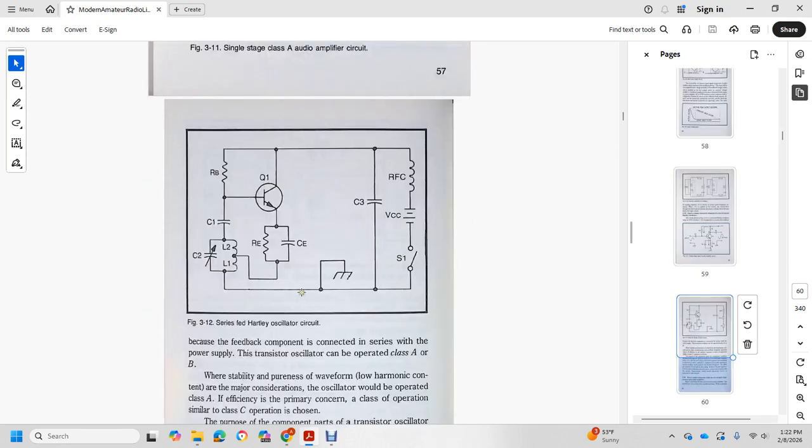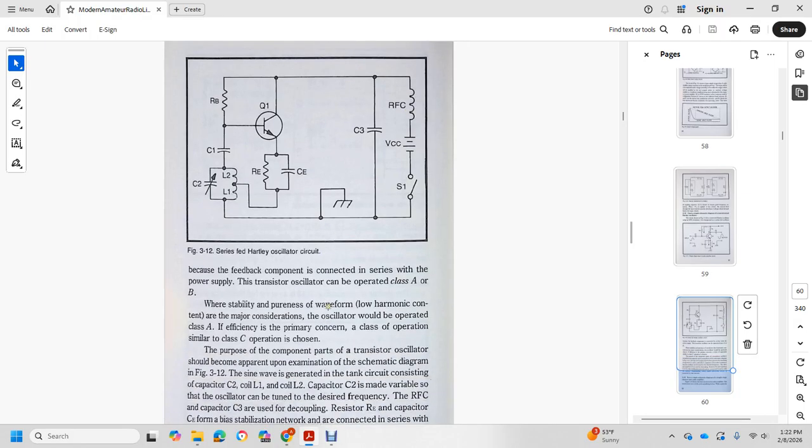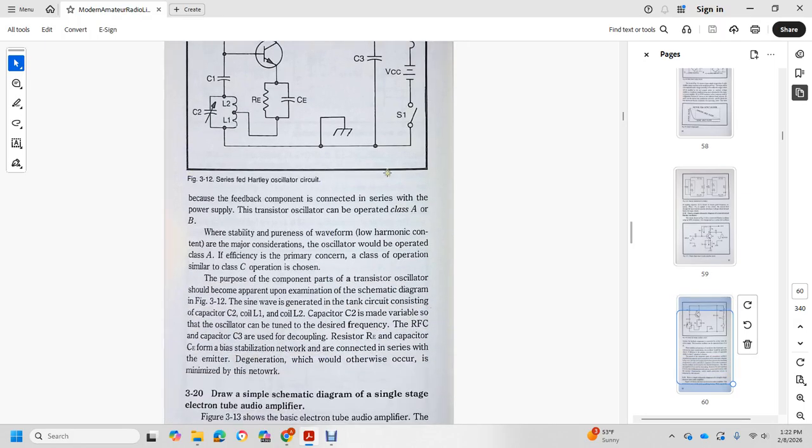Series-fed Hartley oscillator: resistor, capacitor, taps, inductor, variable capacitor, inductor 1, 2, capacitor, resistor, voltage, RFC, capacitor 3, voltage, constant current, single source, switch 1. Feedback component connecting the series of the power supply, the transistor, oscillator operating class A or B, stability with appearance, waveform, low harmonic content, major consideration. An oscillator would operate at class A; efficiency is a primary concern, class C operation.